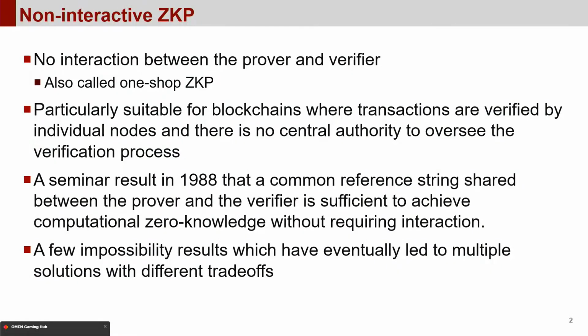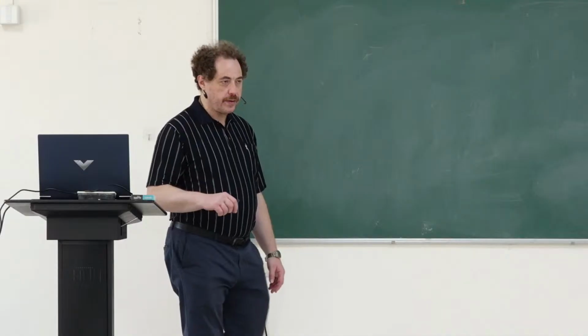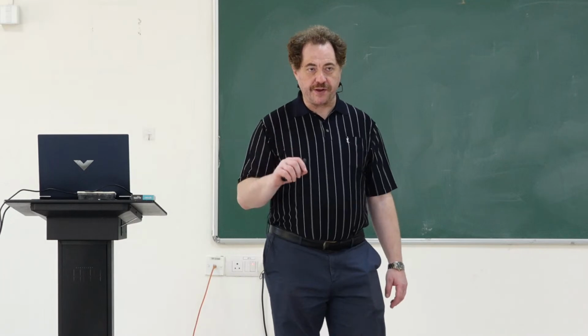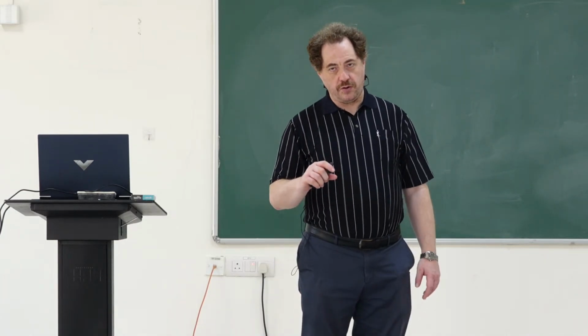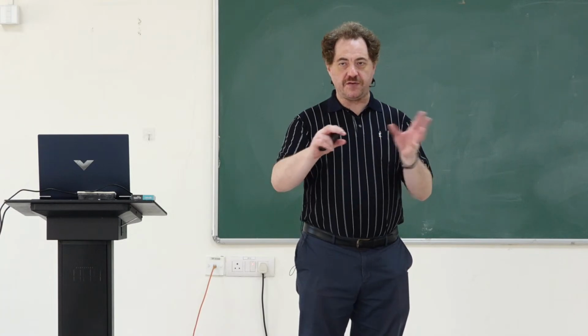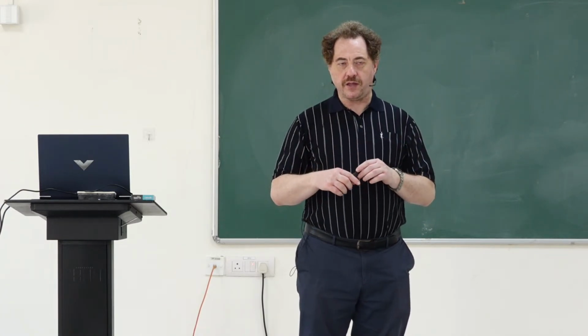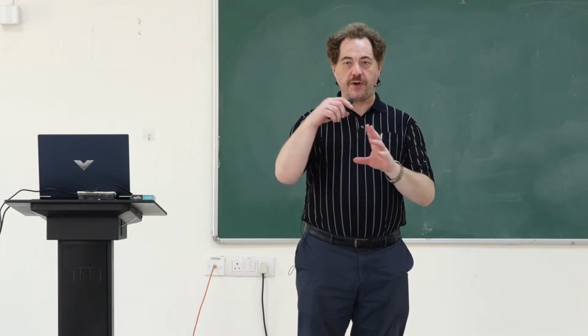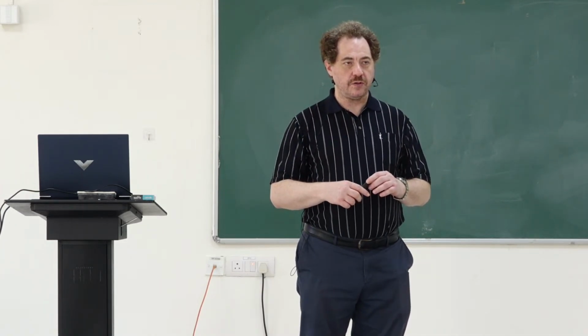So the idea of non-interactive ZKPs comes from the seminal result of 1988, that a common string shared between the prover and the verifier is sufficient to achieve computational zero knowledge without requiring interaction. So there must be some shared string. Okay, so how do you sneak this shared string in? Can you just store it on blockchain? Do you need some other ways to do it?